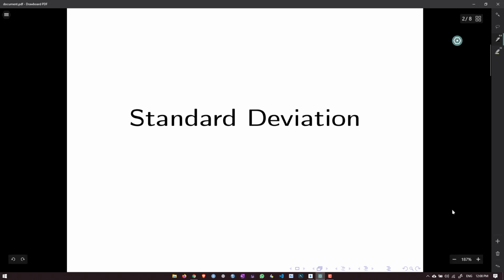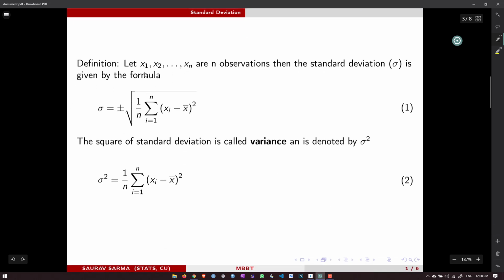So standard deviation is defined as follows. If you have an ungrouped set of data, that is x1, x2 up to xn, and we have n observations, then standard deviation is denoted by the symbol sigma and is given by this formula: sigma equals plus minus root over 1 by n summation i goes from 1 to n of (xi minus x bar) whole square. Now this x bar is the arithmetic mean of this same data set, right?